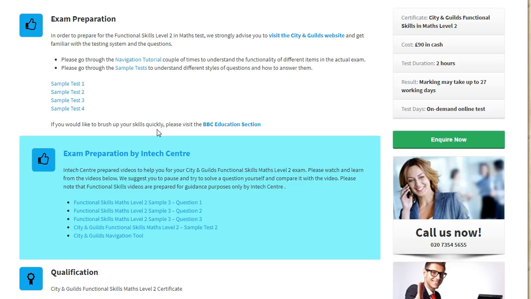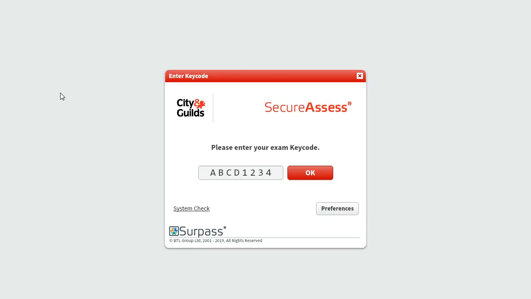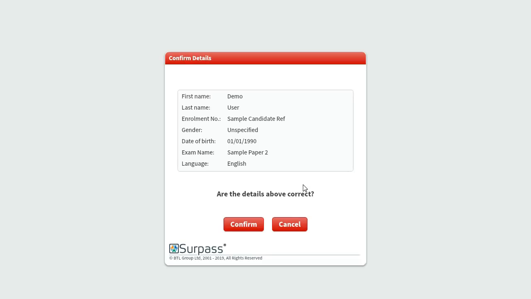Now I will be going on to sample test 2 so that we can look at it together, and I will be giving you the methods to answer the questions as well as the answers. Now on this we have been directed to the City and Guilds website, and you're now asked to enter your exam key code. As this is a demo, you don't have to worry about it at this time. You will be given one however in the actual exam, and once you enter this, you click OK and then your details will be coming up.